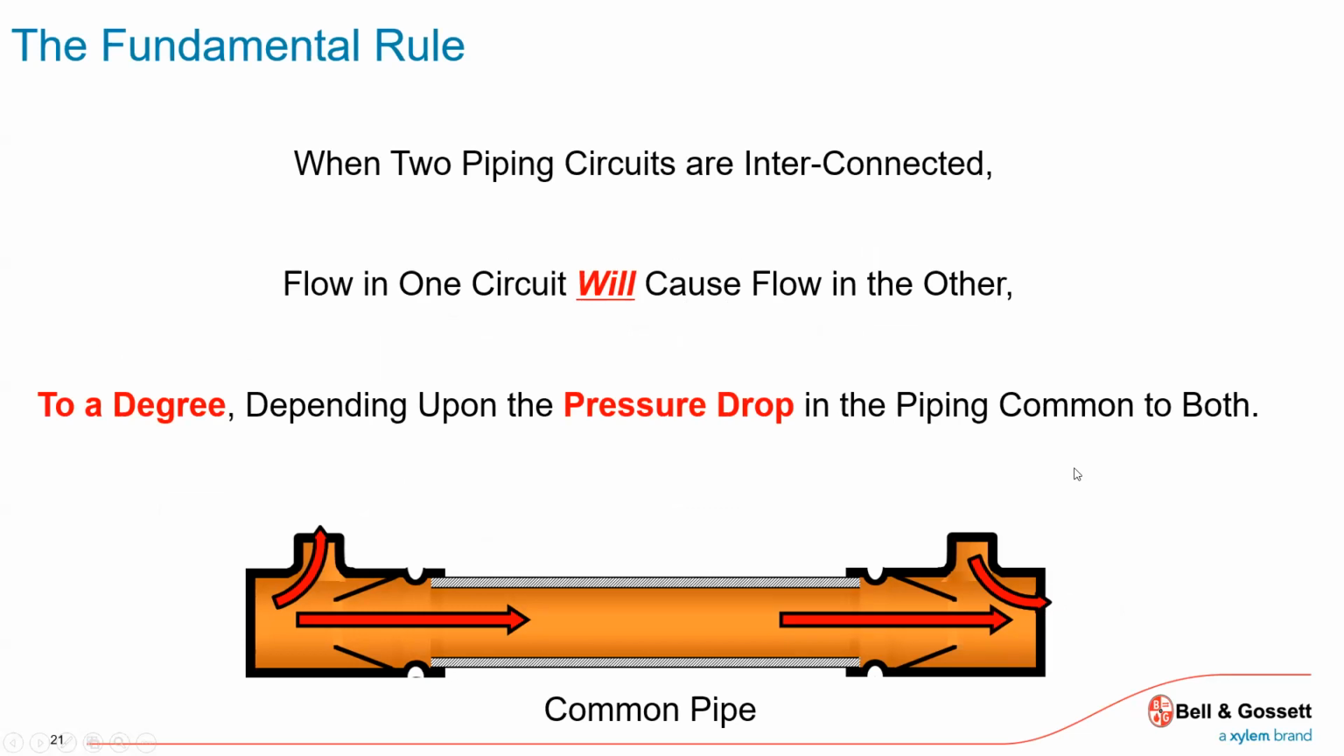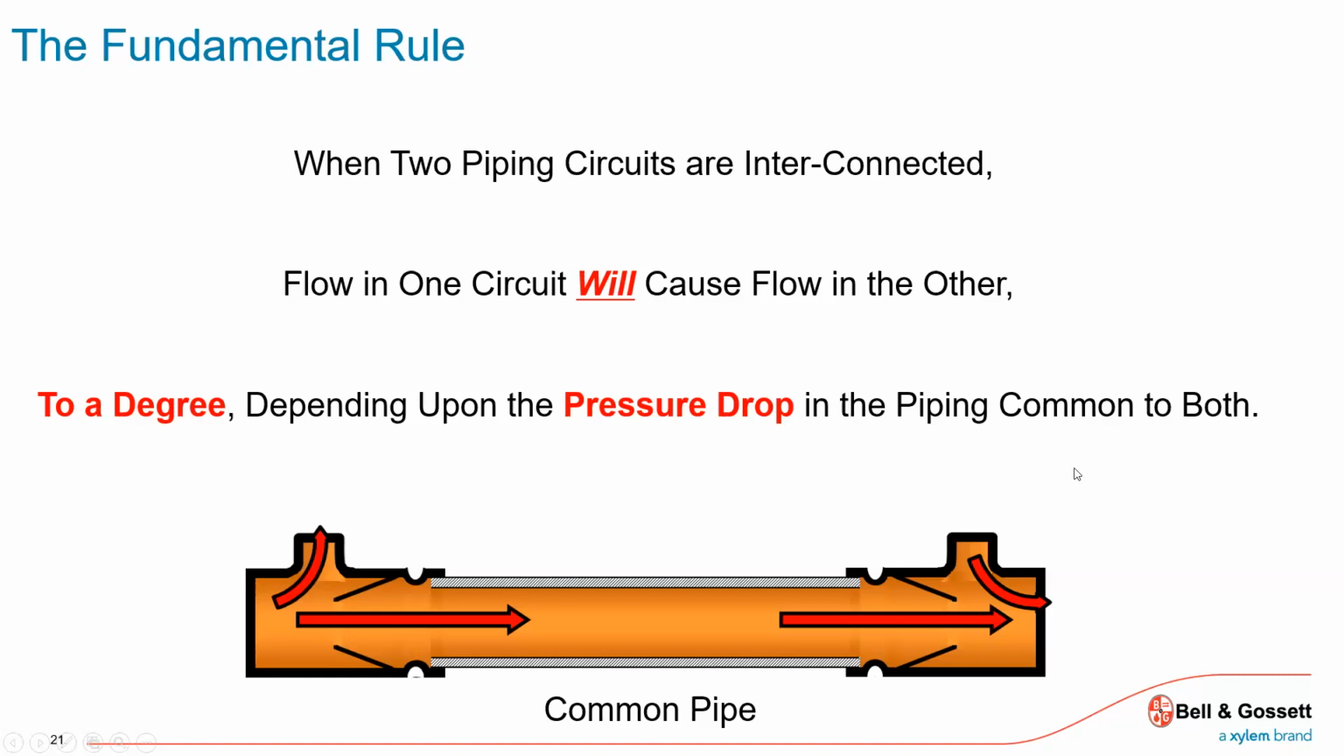In that manual, when we talk about primary, secondary, and we say we're going to do this decoupling, we're going to use these smaller pumps, one of the fundamental rules is when two piping circuits are interconnected, flow in one will cause flow in the other. To a degree, how much? Depending upon the pressure drop in the piping common to both.